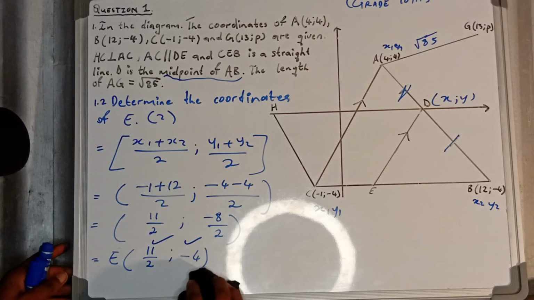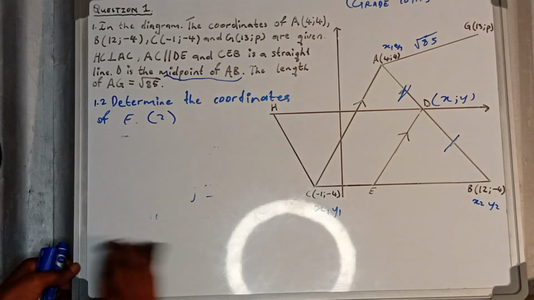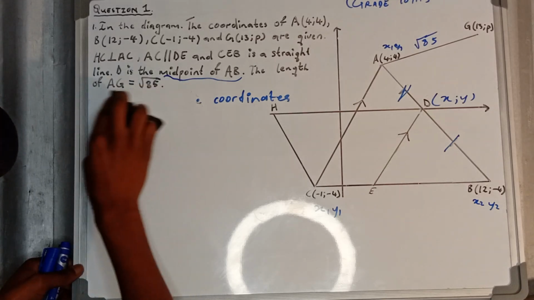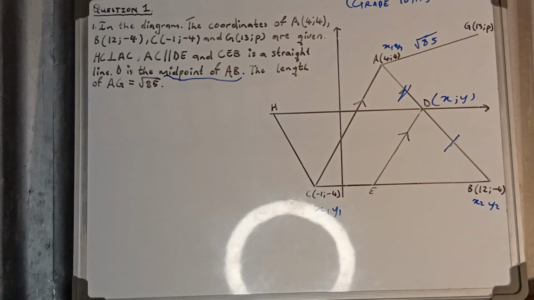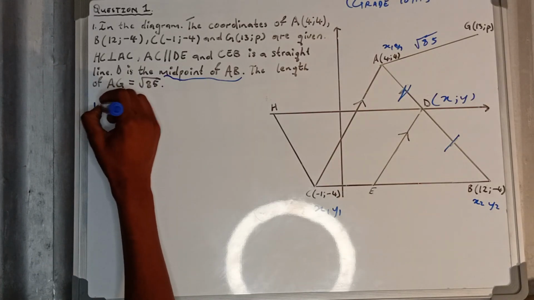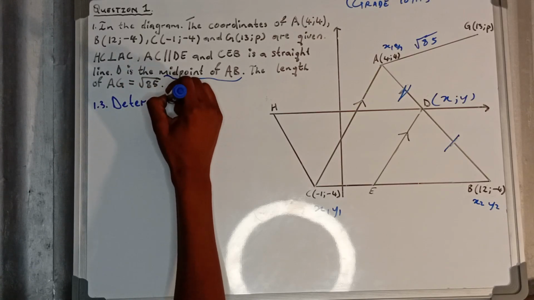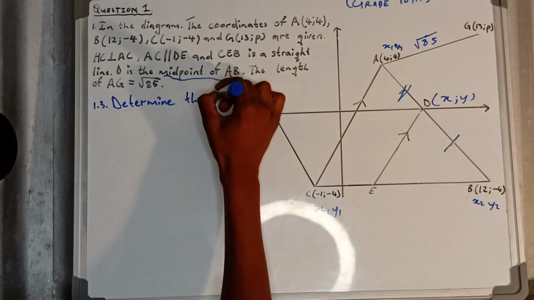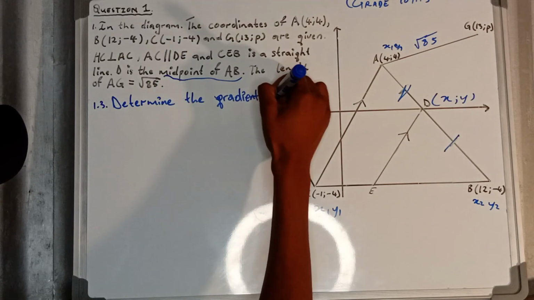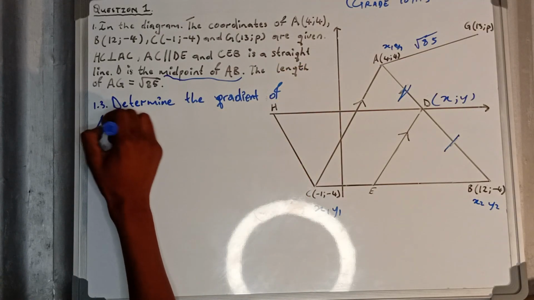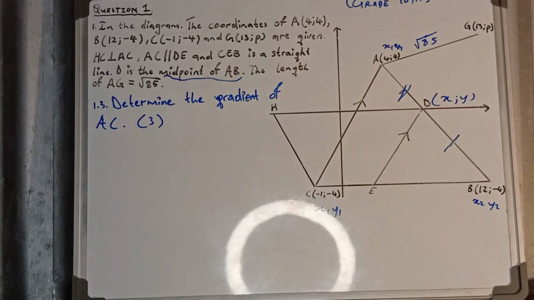Thank you. Let's come now and look at 1.3. What was 1.3 saying? They said, determine the gradient of AC. The examiner said that I will give you 3 marks if you determine the gradient of AC.